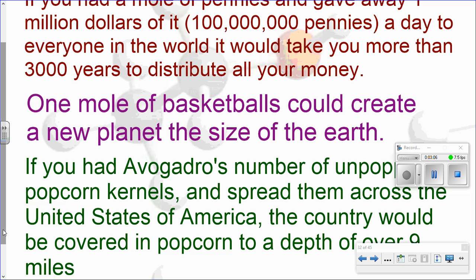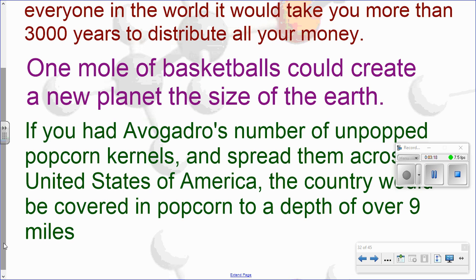One more. If you had Avogadro's number of unpopped popcorn kernels, and again, Avogadro's number is 6.02 times 10 to the 23rd, and you spread them across the 48 states of America, we'd be buried in 9 miles of unpopped popcorn kernels. It's a tremendously large number.